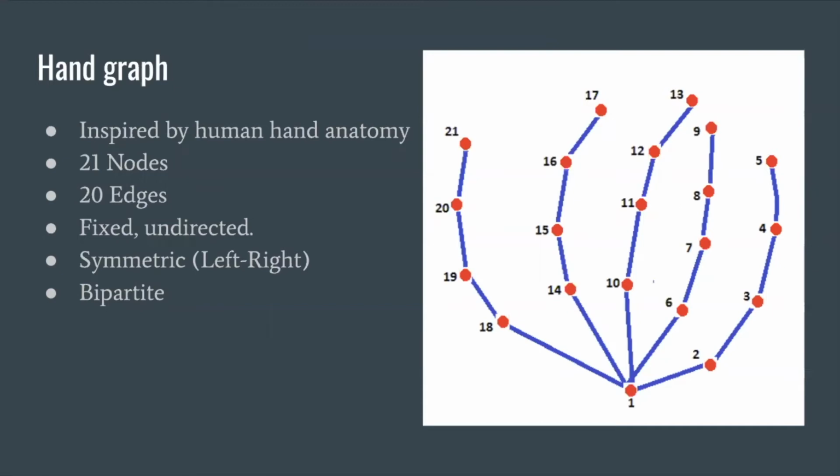So in this paper, we will be proposing a graph convolutional network for hand skeleton data and how we can use the properties of the hand graph, which is this graph, for better implementation of the algorithm. So in this work, we are using this hand graph. This is symmetric and bipartite in nature. This is fixed, undirected. It has 21 nodes and 20 edges.